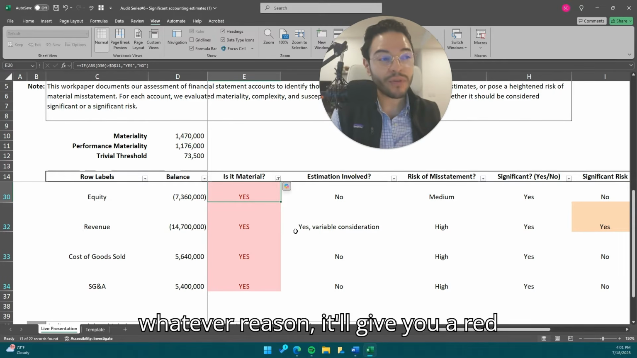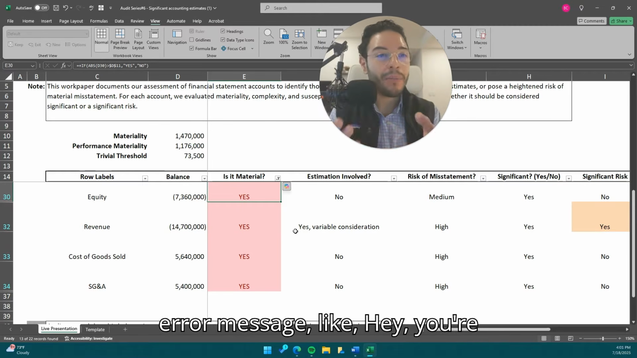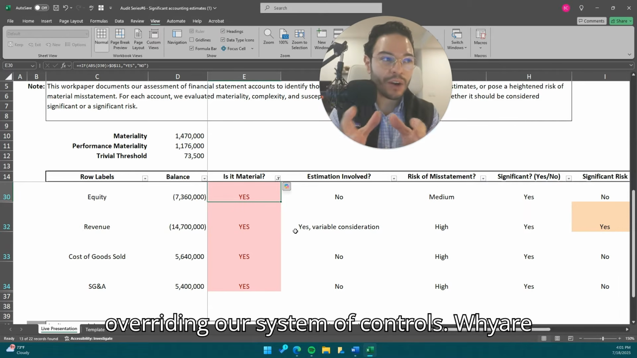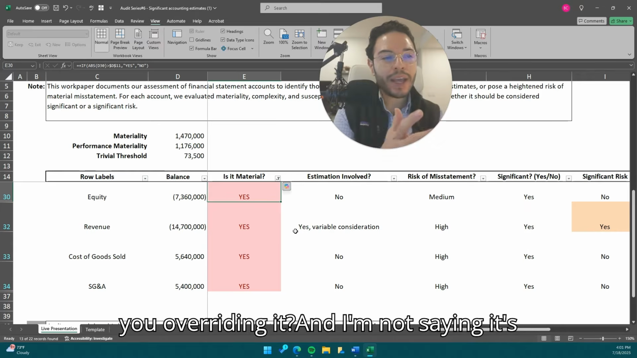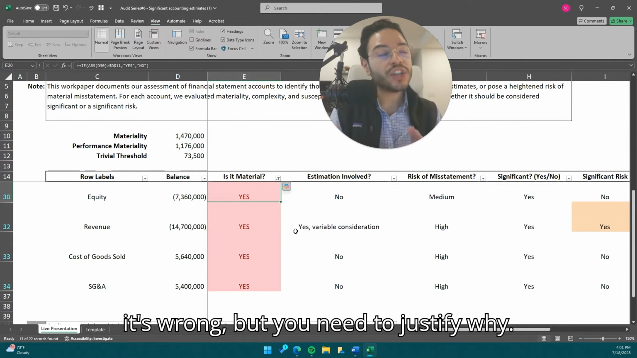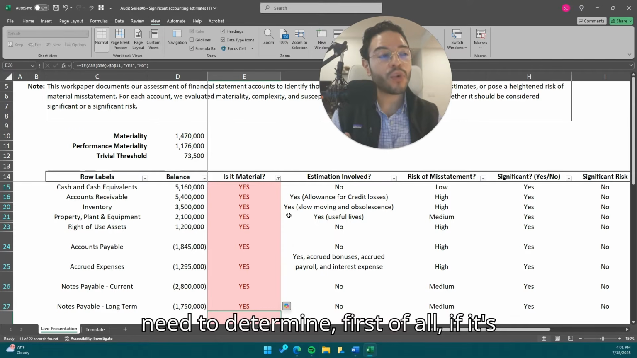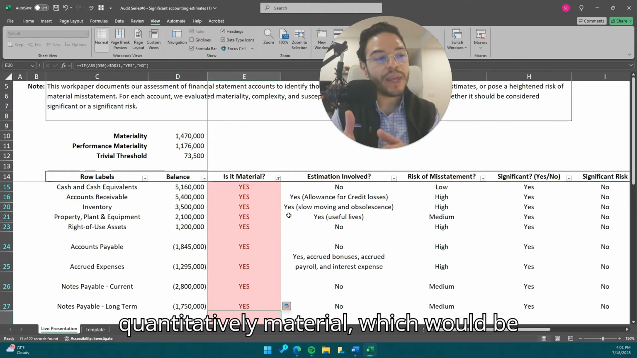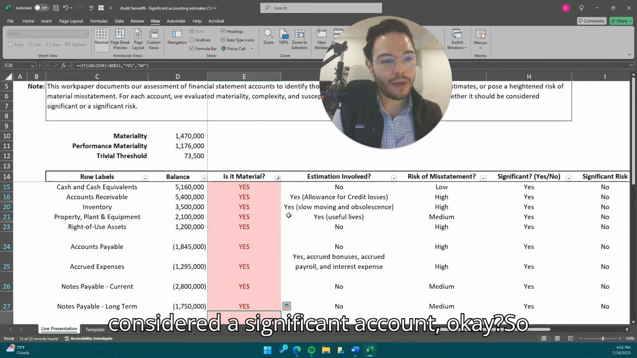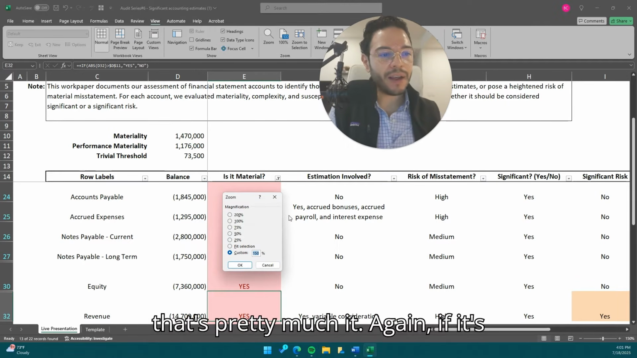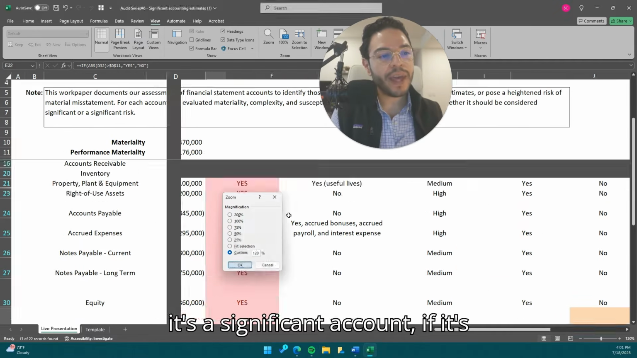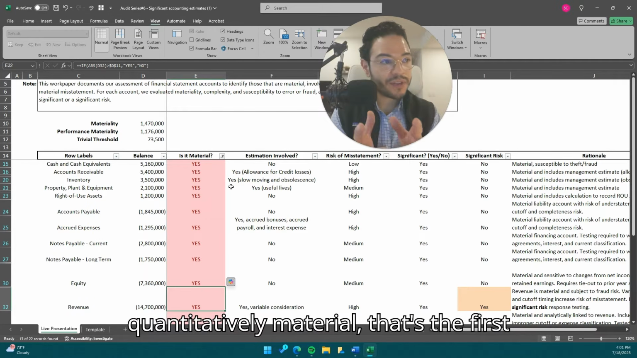And if you change it for whatever reason, it'll give you a red error message, like, hey, you're overriding our system of controls. Why are you overriding it? I'm not saying it's wrong, but you need to justify why. So essentially, that's all we did here. You need to determine, first of all, if it's quantitatively material, which would be considered a significant account. Okay, so that's pretty much it. Again, if it's a significant account, if it's quantitatively material, that's the first step, right?